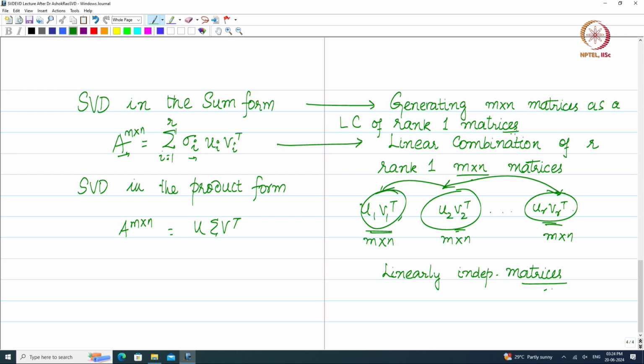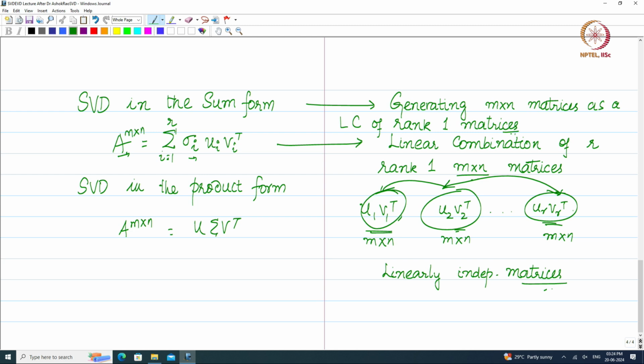In the case of a real symmetric matrix, we used the same technique. We generated real symmetric matrices using a linear combination of rank 1 matrices. And here we are going to use a linear combination of rank 1 m by n matrices to generate a matrix of dimension m by n. So this is your SVD.